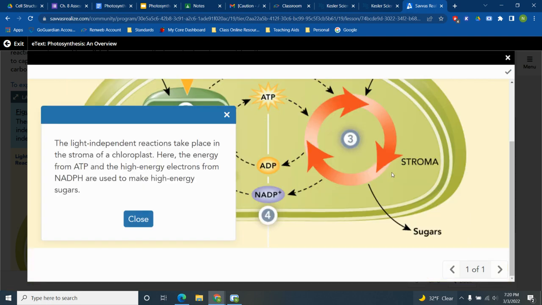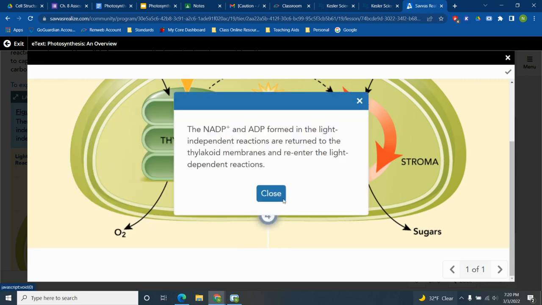And the light independent reactions take place in the stroma of the chloroplast. Here, the energy from the ATP and the high energy electrons from NADPH are used to make that high energy sugar. Then the NADP plus and ADP formed in the light independent reactions are returned back to the thylakoid membranes and re-enter the light dependent reactions.